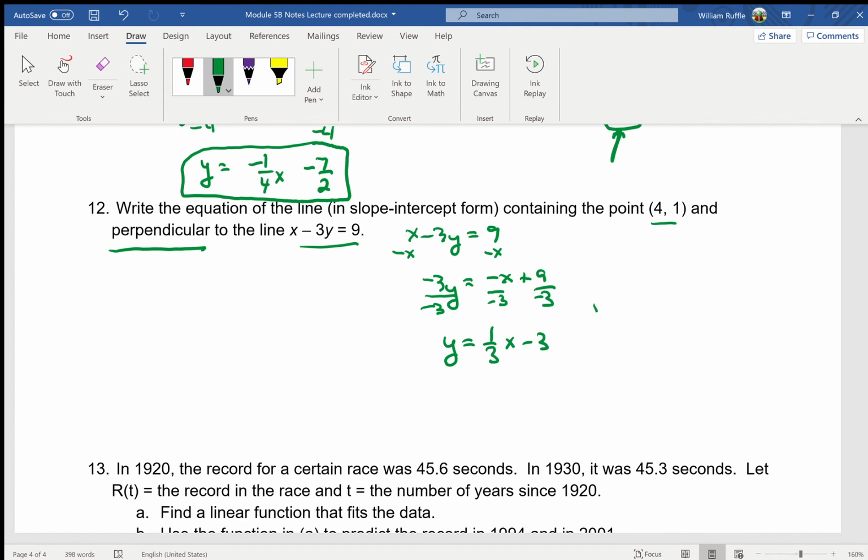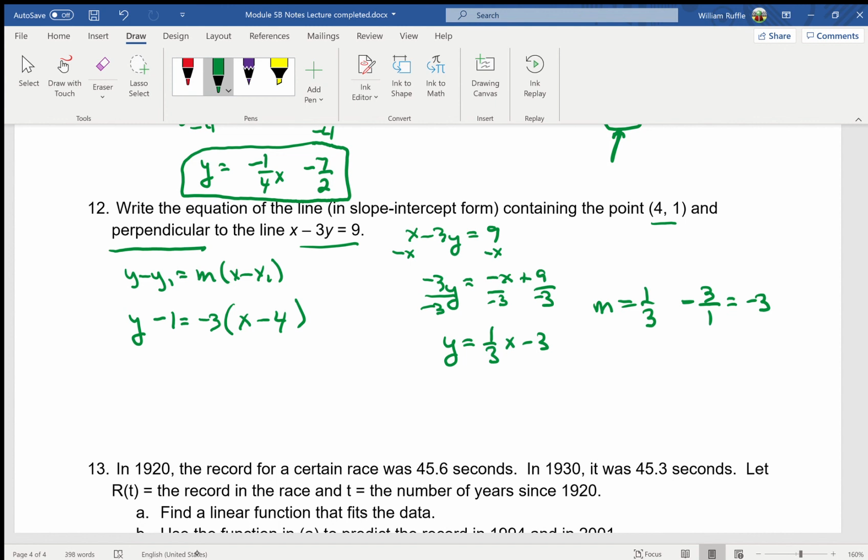Now remember, if my slope is 1/3 and I want perpendicular, I have to do the negative reciprocal. So I have to change this to negative, and then I have to flip it. Now negative 3 over 1 is really just negative 3. So my slope is negative 3, so I'm going to use again y minus y1 equals m times x minus x1. So I'm going to do y minus 1 equals negative 3 times x minus 4.